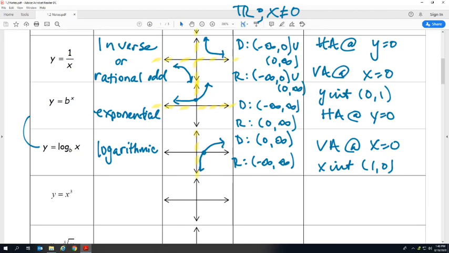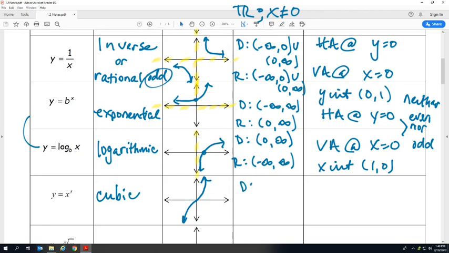I forgot to say, these two are both neither even nor odd. The first, 1 over x, is an odd function. Okay, y equals x cubed looks like this. It's called the cubic function.